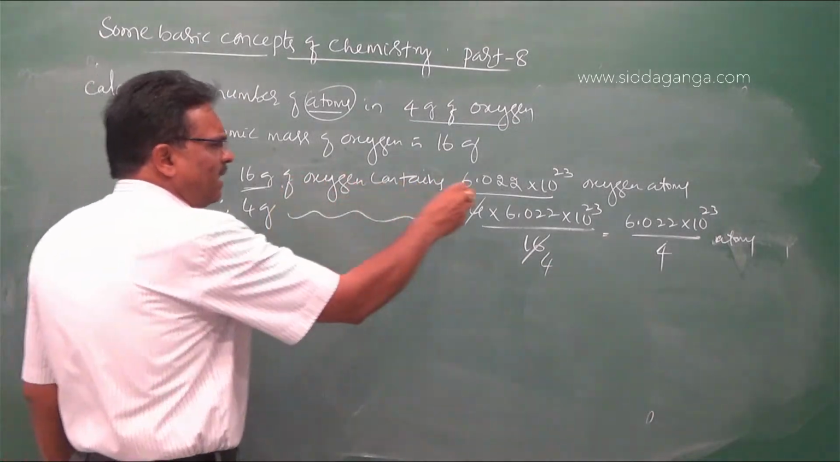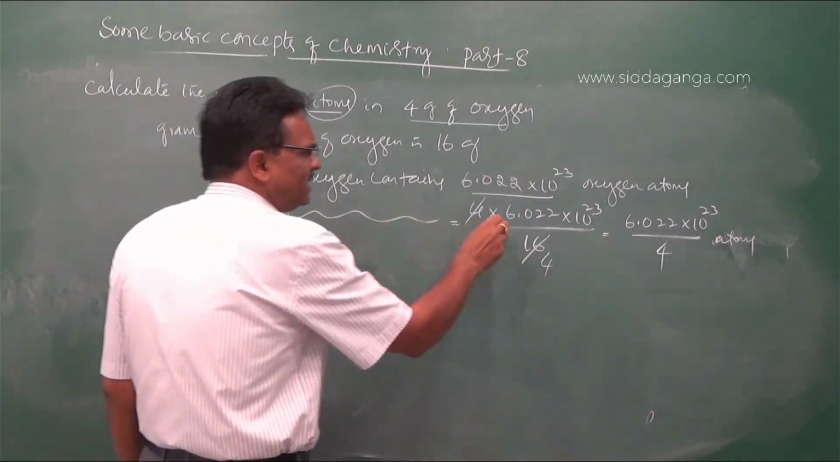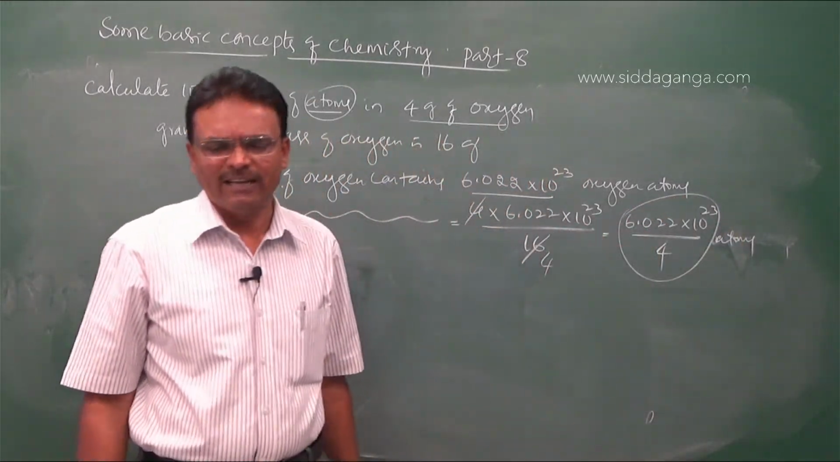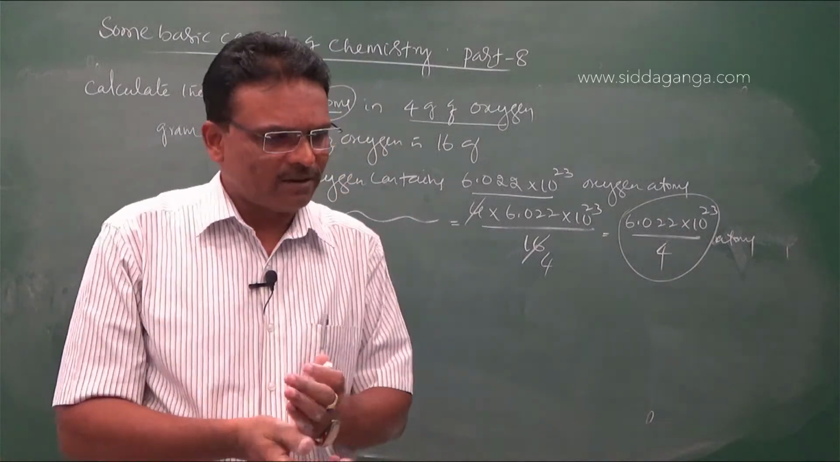16 gram contains Avogadro number of oxygen atoms. 4 gram contains how many? So 1/4 of the Avogadro number of atoms are present in 4 gram of oxygen.